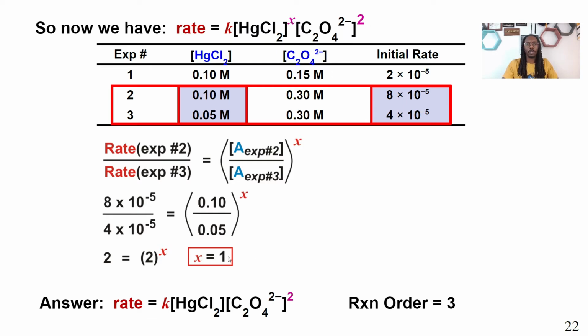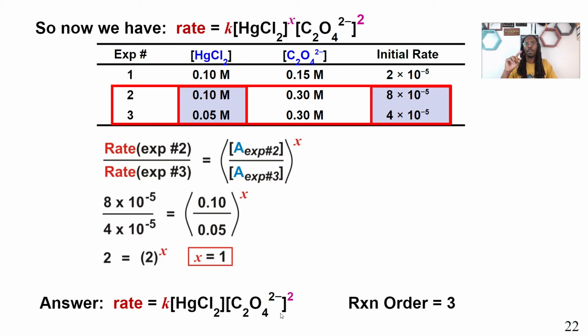And since we know that our x is 1, now we can plug it into our final rate law. So our rate equals k times HgCl2, our mercury chloride, raised to 1. Notice how I don't have a 1 written here; it's implied. If you don't have a number there, it just means that it's 1. Which we found here. And then we still have the same second order for our C2O4. So this is my final kinetic rate expression.